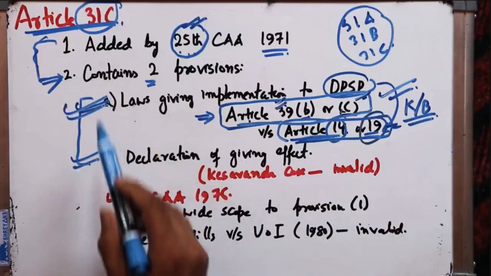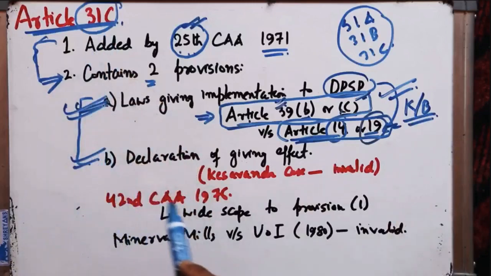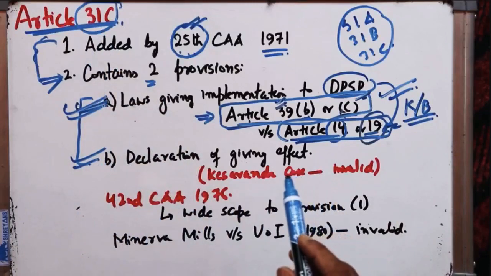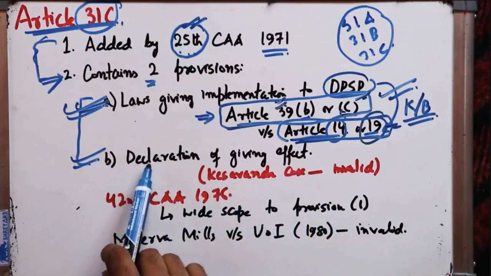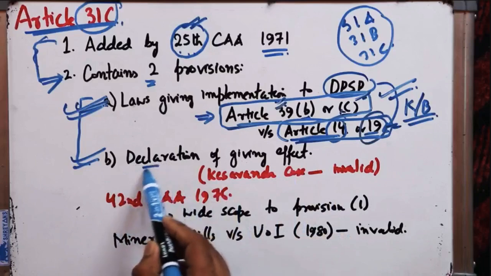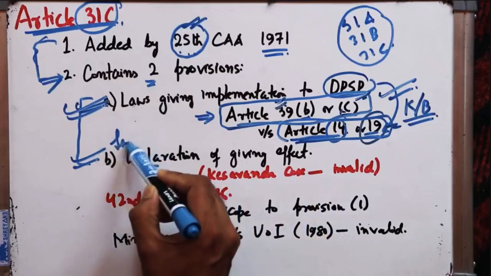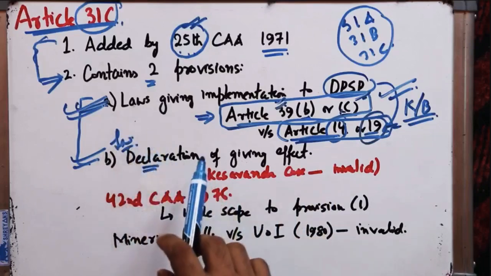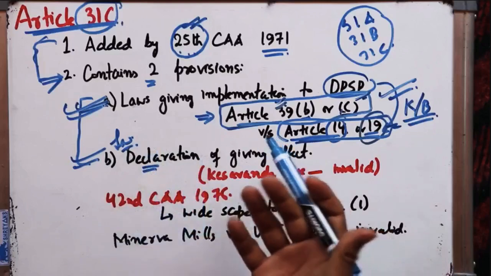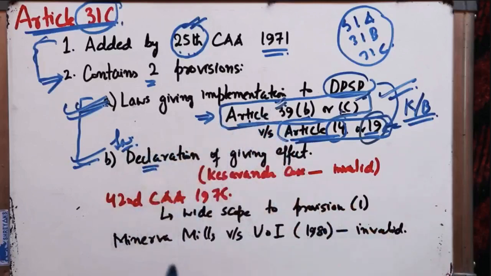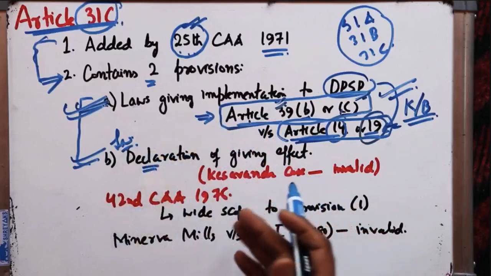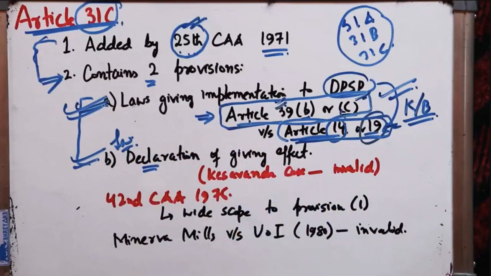Then there's a second provision in Article 31C, and this is a very confusing provision. It is very interesting. It says that no law containing a declaration, any law that contains a declaration that it is giving effect to such a policy, it is giving effect to the directive principles of state policy, shall be questioned in any court on the ground that it does not give effect to such policy.